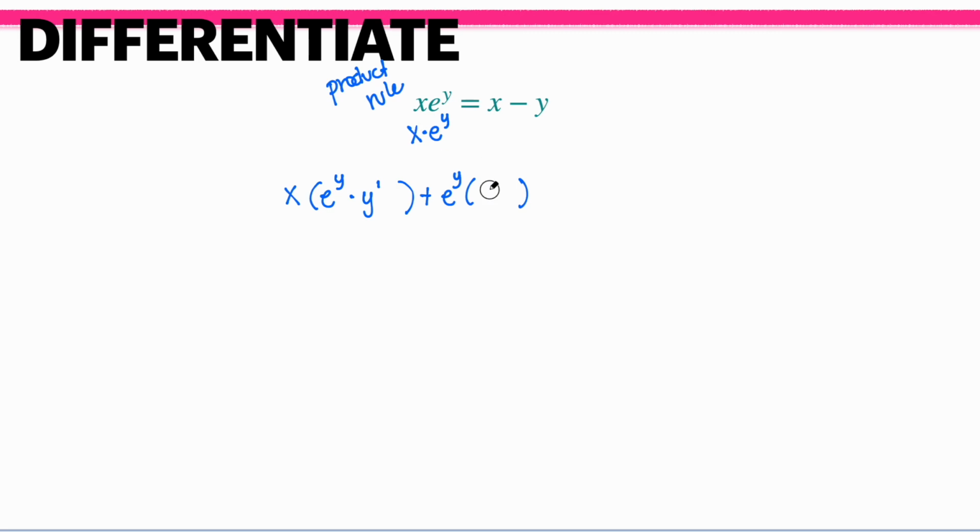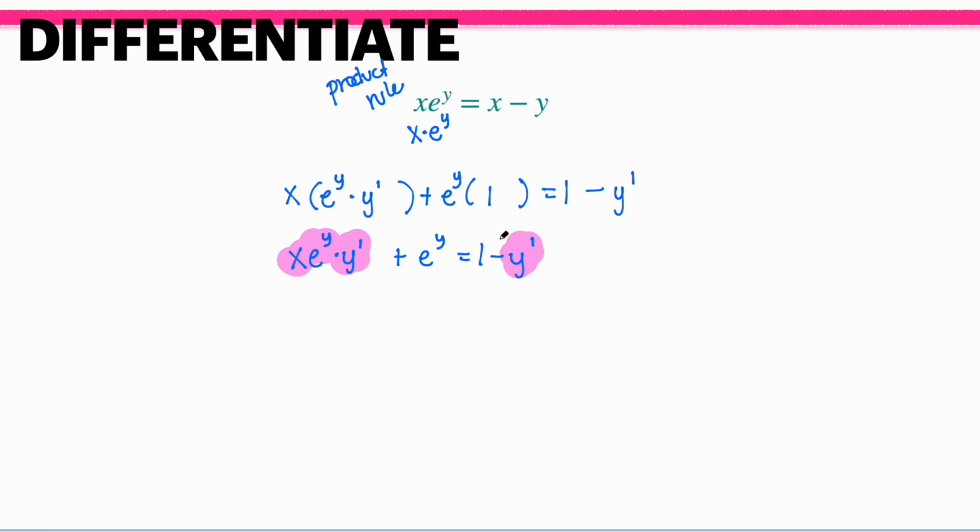The derivative of x is just 1. Now the right-hand side, the derivative of x is just 1. We do not know the derivative of y, so I've got to actually bring down literally the derivative of y. Now I'm just going to clean this up. I'm going to get rid of the parentheses. So this is going to be x e to the y times y prime plus e to the y equals 1 minus y prime.